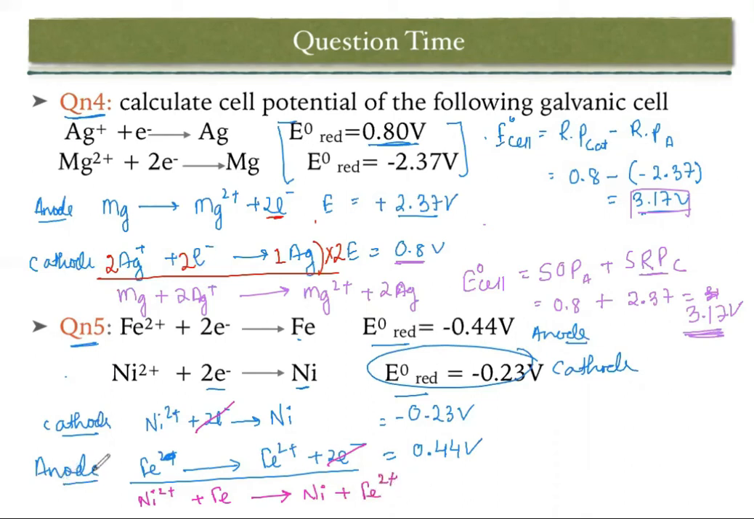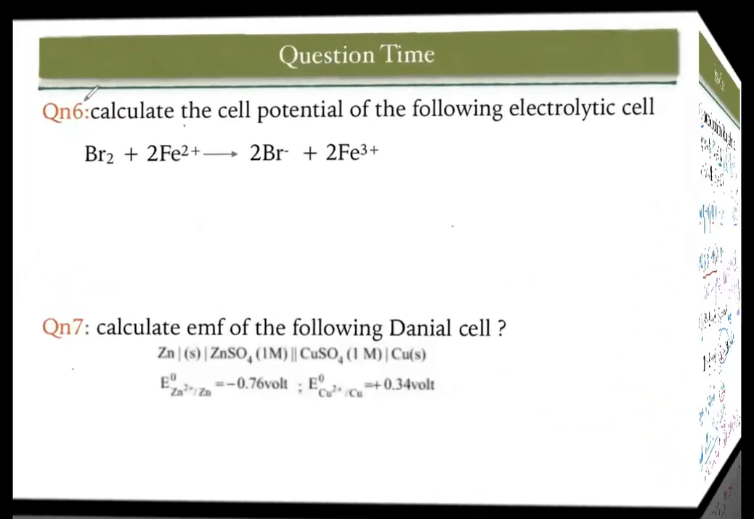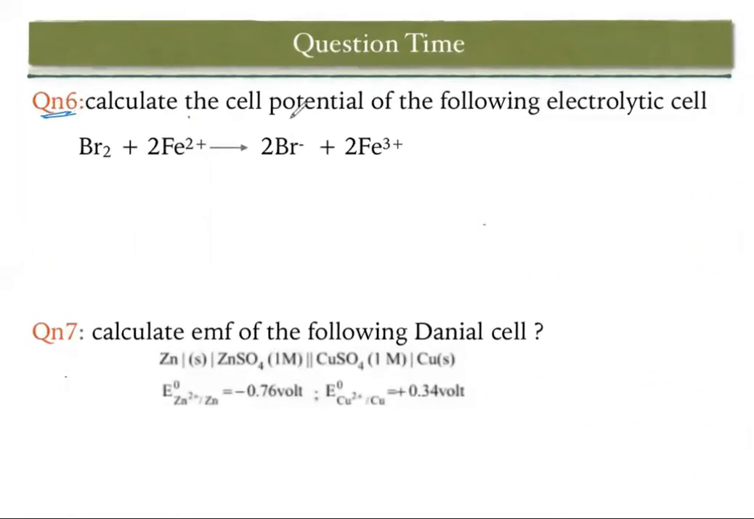Now anode plus cathode. So E naught of cell is equal to this plus this, anode plus cathode. So 0.44 plus a minus of 0.23. If you solve this, you will get 0.21 volt. So next we'll try to solve question number 6.